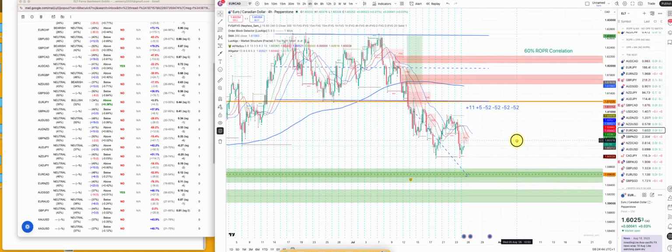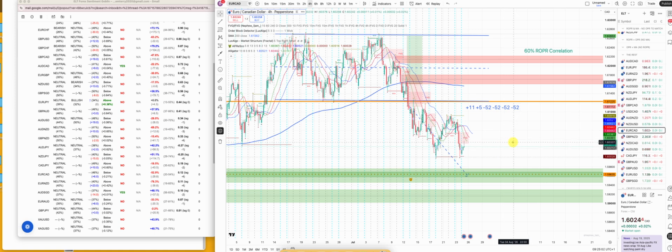60% correlation. Yeah, well, it's doing what we thought. It's obviously taken a bit of a link detour, but it's doing what we thought. We're now getting a little trendy kangaroo tail there on the 4 hour. It's going to fall to there for sure.